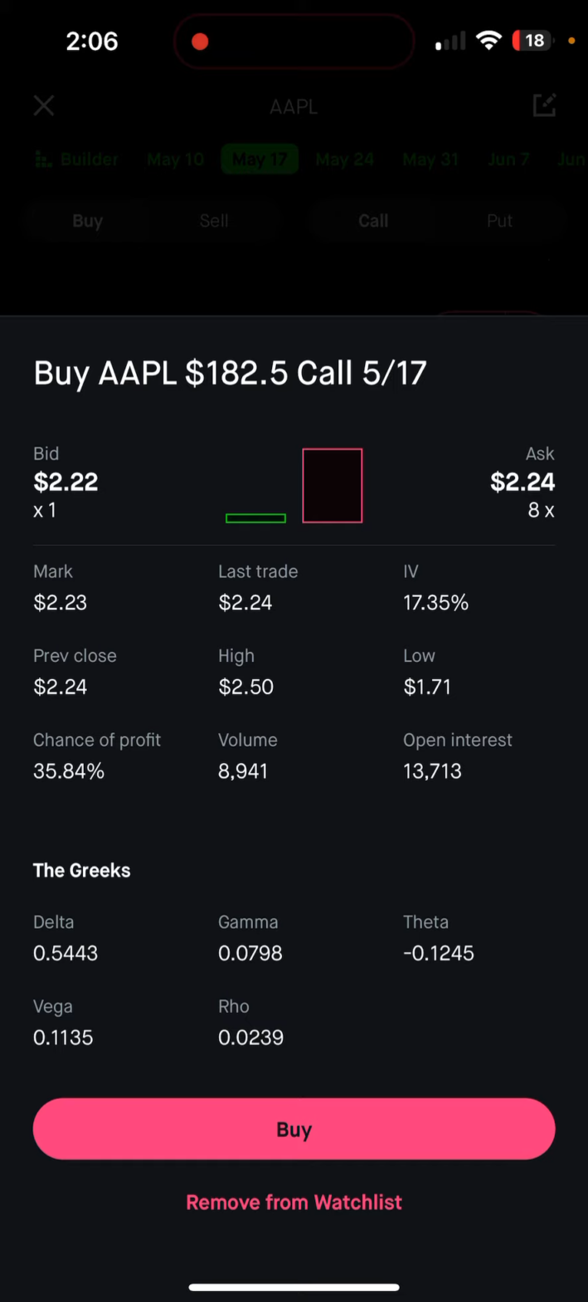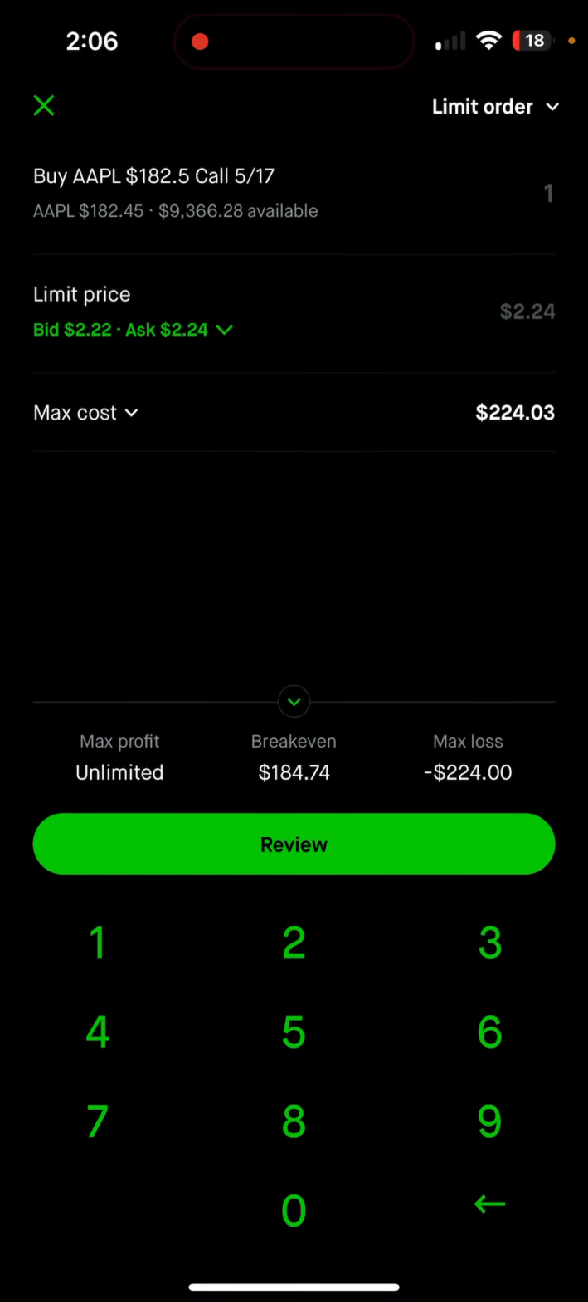So with that being said, when you want to buy one, you're going to click buy, and you're shown this screen here. The limit price: the bid is 222 and the ask is 224. What I like to do is stay in between. The person selling this is asking for $224. The bid is what I want to pay for it, $222, but I might not get filled.